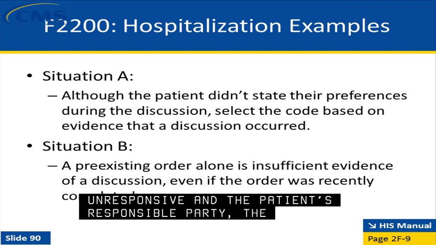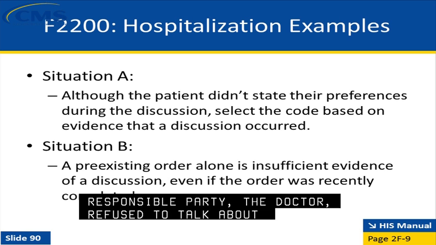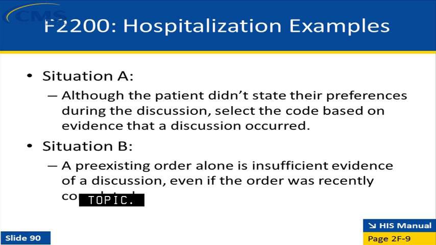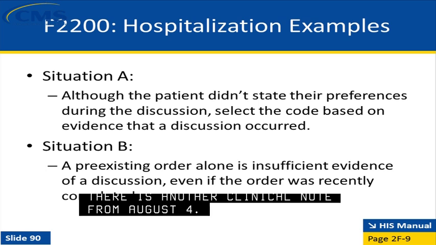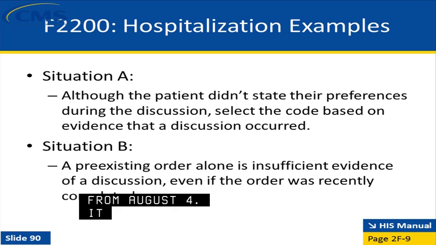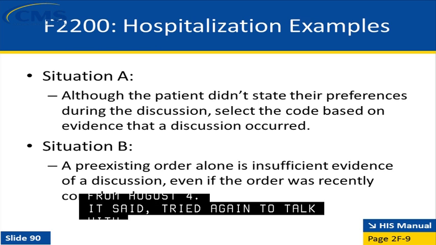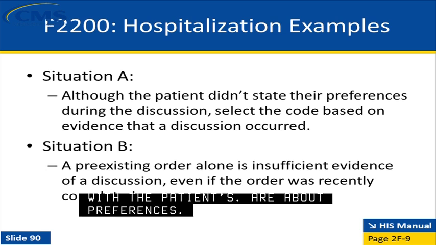There's another clinical note from August 4th, and it said, tried again to talk with the patient's daughter about preferences. She again refused to discuss. So what code would you select in this situation?